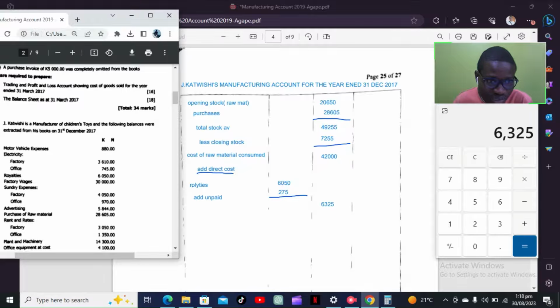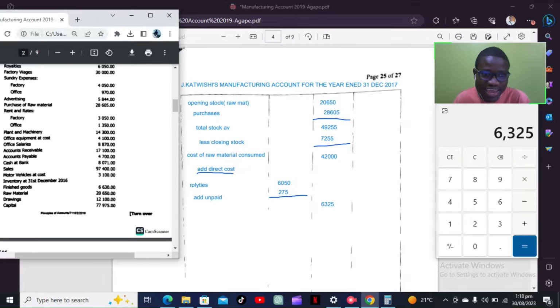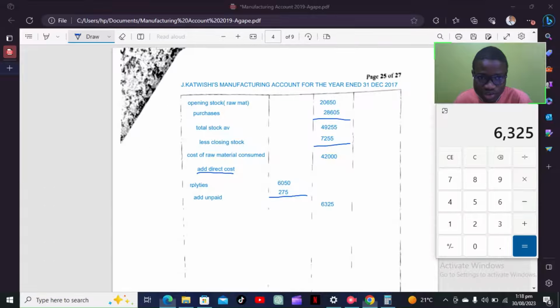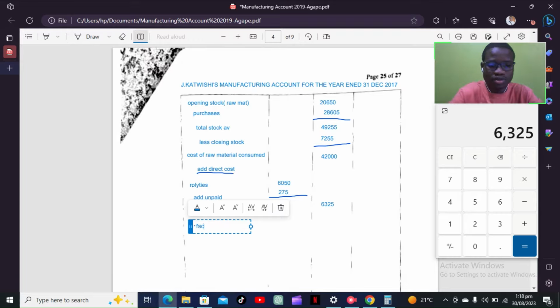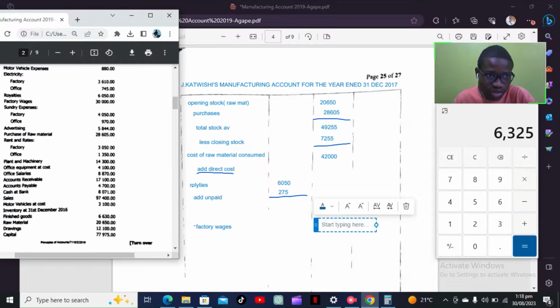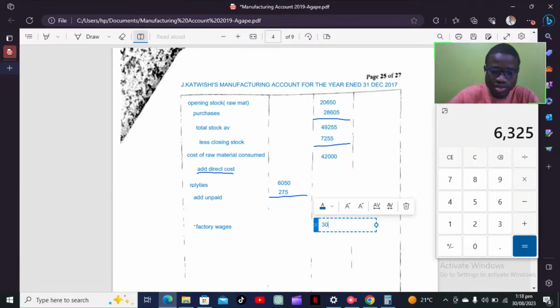Is there any adjustment concerning factory wages? No, there isn't. So there's nothing attached to it. There's no adjustment concerning factory wages. We're going to enter the figure. So how much was the figure for factory wages? The figure for factory wages was 30,000. So we're going to enter our 30,000 cleanly in the middle column here. 30,000. Then we're going to proceed.